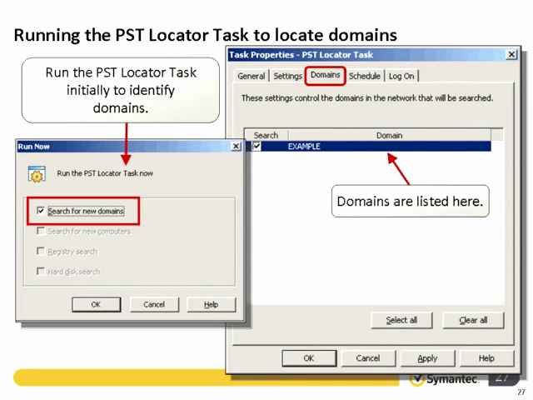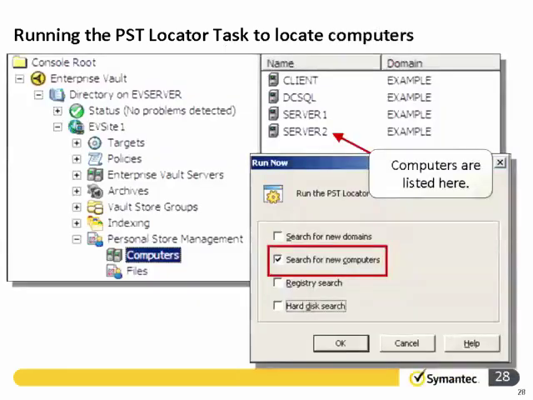Now we're going to search that particular example domain for the computers that exist in the domain. To do that, we go through the list under the Personal Store Management section of the Enterprise Vault Administration Console, and you will see the computers that have been found. Once we've done the Run Now and put the check mark for Search for New Computers, those computers will show up in a list under the Personal Store Management.